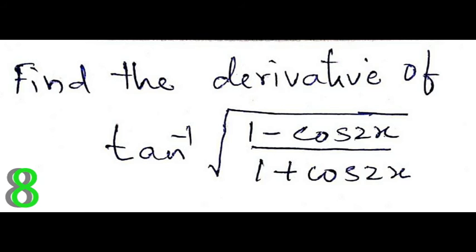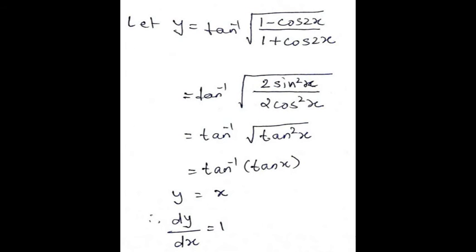Find the derivative of tan inverse root of 1 minus cos 2x divided by 1 plus cos 2x. 1 minus cos 2x is equal to 2 sin square x. 1 plus cos 2x is equal to 2 cos square x. And therefore we get y is equal to tan inverse tan x, which is equal to x. Derivative of x is 1.